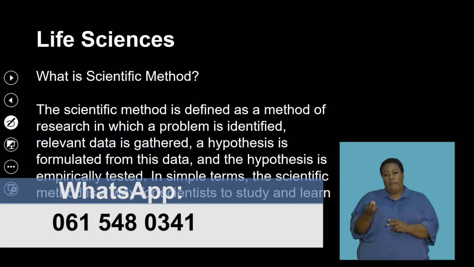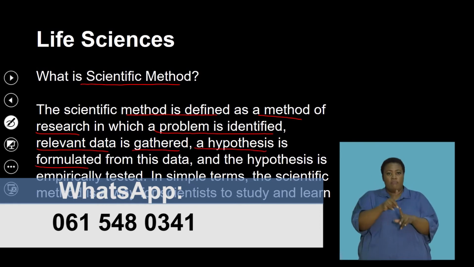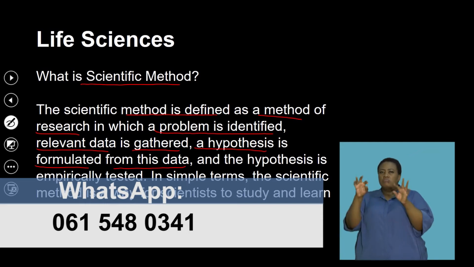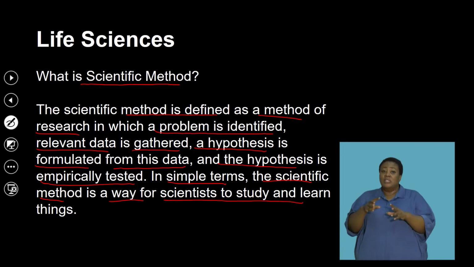So it's important for us to know what is scientific method. So if we were to analyze this and unpack this concept, we would read as follows. The scientific method is defined as a method of research in which a problem is identified, relevant data is gathered, a hypothesis is formulated from this data, and the hypothesis is empirically tested. In simple terms, the scientific method is a way for scientists to study and learn things.